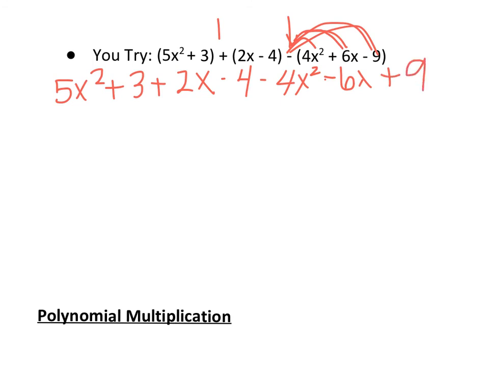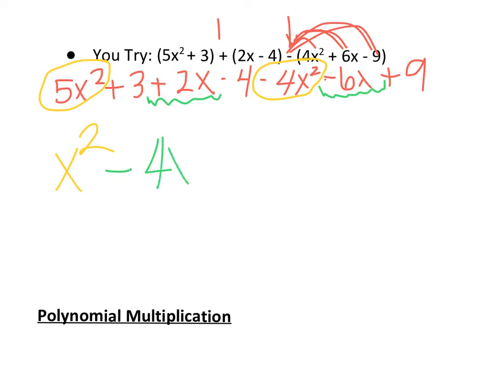All right, so let's find our like terms. I see a 5x squared here, a negative 4x squared here, and those are going to combine to give me 1x squared. And let's look for some more like terms. All right, I see I have a positive 2x here, and a negative 6x here. Those are going to combine to give me negative 4x.